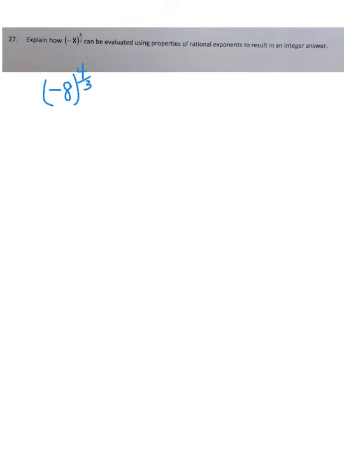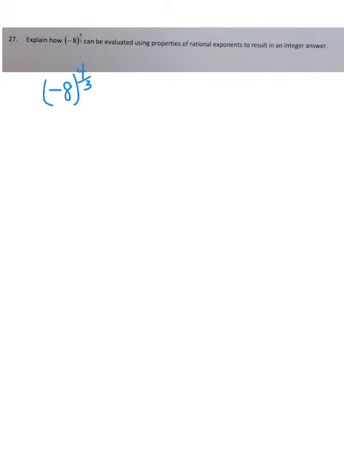All right, so if you read this question, it asks you to explain how (-8)^(4/3), that quantity to the 4/3 power, can be evaluated using properties of rational exponents to result in an integer answer. So you have to write an explanation. It's okay to mathematically show the work, but that's not sufficient for a full explanation. You have to explain in words in conjunction with the math work.